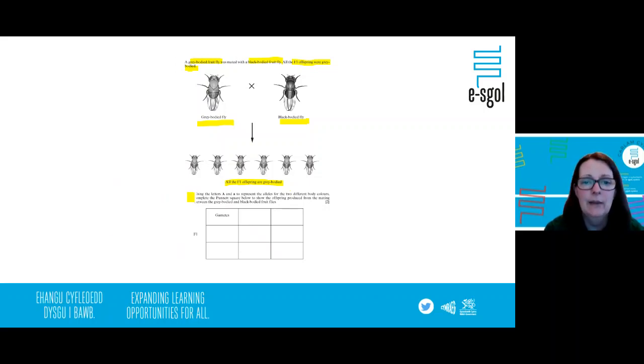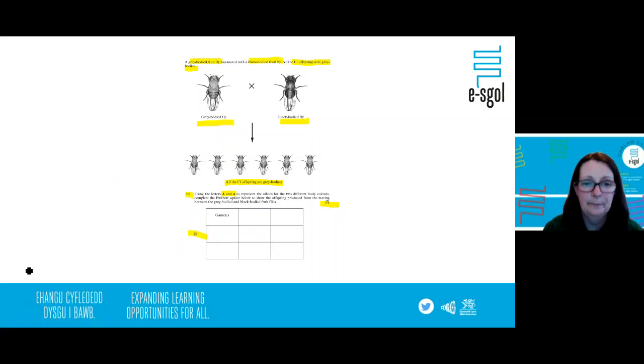Now, it's very clearly telling us here on part A, using the letters A, so big A and little a, to represent the alleles for the two different body colours, complete the Punnett square below to show the offspring produced from the mating between the grey-bodied and the black-bodied flies. That's quite a long question for 2 marks. Now, what we've got to remember here is we've got the first generation here. So we need to think about what relationship really we need to use for those letters.